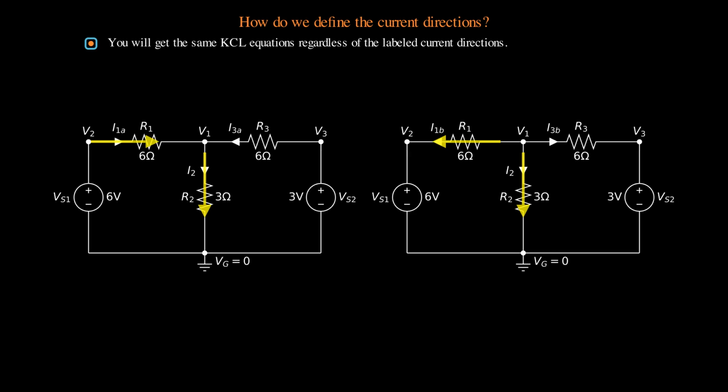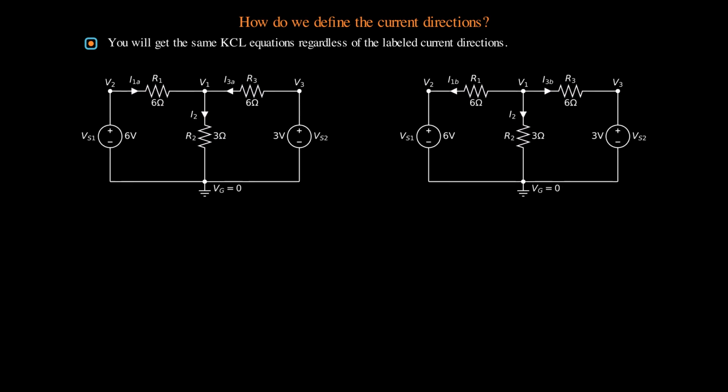For the third branch current, the left circuit is labeled as entering node 1, denoted as I3A. In the right circuit, the current is labeled as leaving node 1, denoted as I3B. In fact, in the right circuit, all the currents are labeled as leaving node 1.